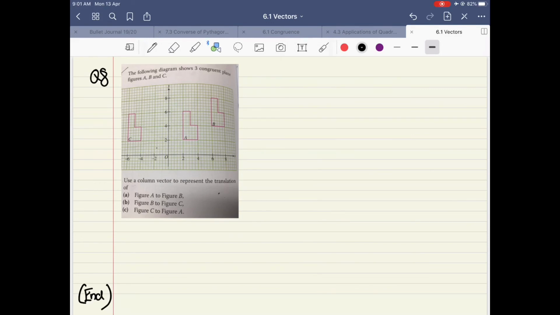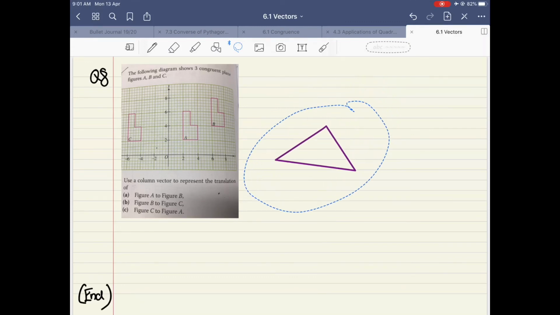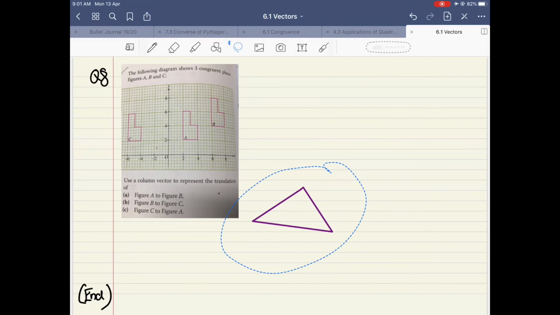Let me just draw a shape out here, in purple. So basically translation is this. There's this purple triangle I have over here. I select the purple triangle. If I translate the triangle, it simply means I move the triangle. Nothing changes, the size doesn't change, the angles don't change. The triangle remains exactly the same. So you're just moving it.